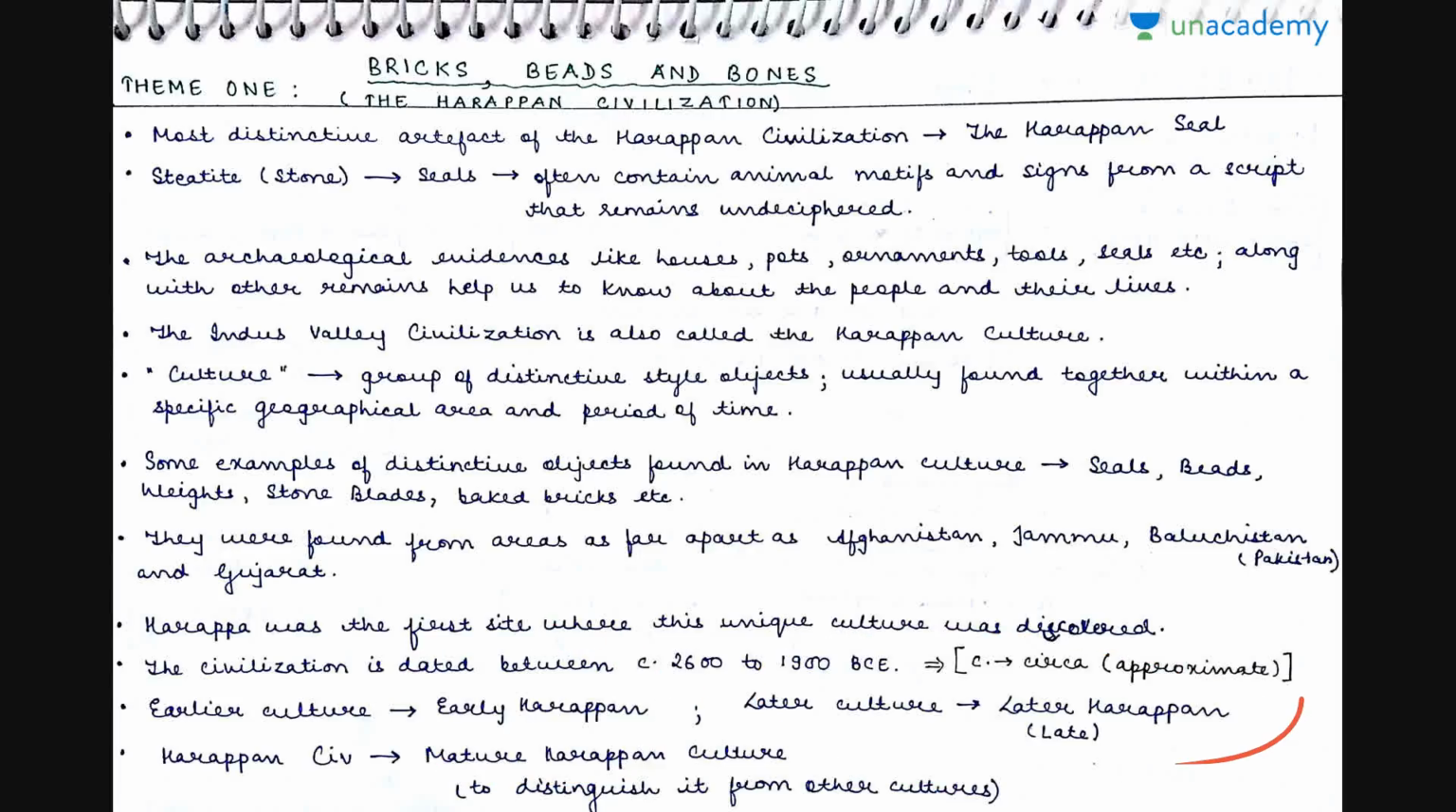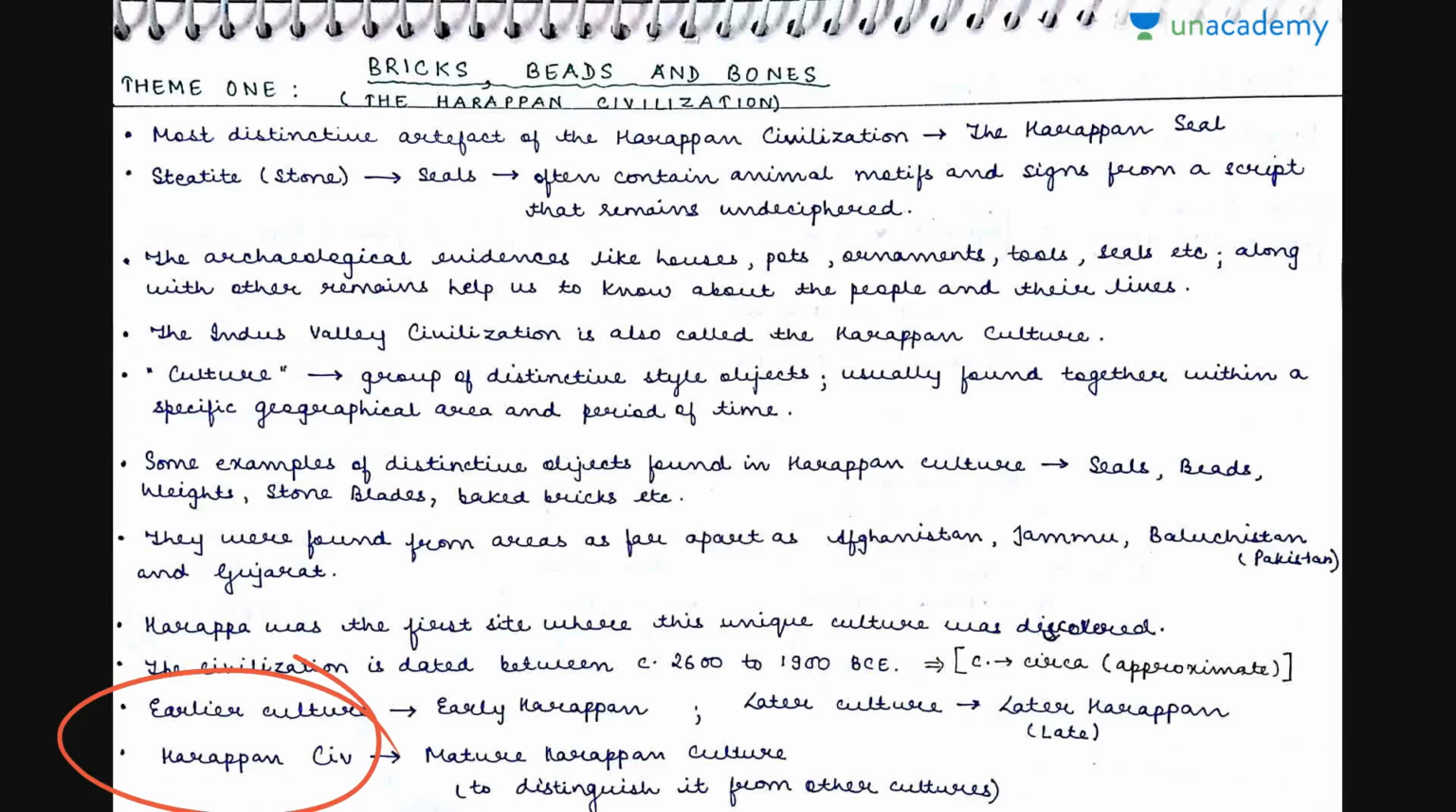as later Harappan culture. But mainly when we study the Harappan civilization, we talk of mature Harappan culture, not the early, not the later, mainly mature Harappan culture. And we use this term Harappan civilization so that we distinguish it from the other early or later cultures. They might be found in approximate areas, or some of the things might be common, but a totally distinctive culture or distinctive objects were found in this civilization.